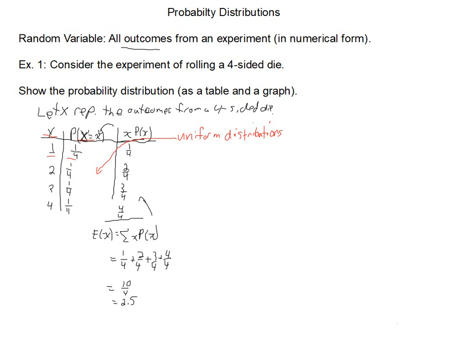So that's a uniform distribution. So that's the table. Now let's look at the graph. The graph actually just shows this exact same information in a slightly different format.